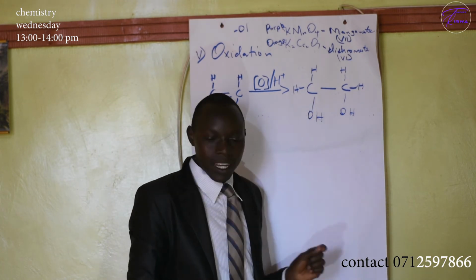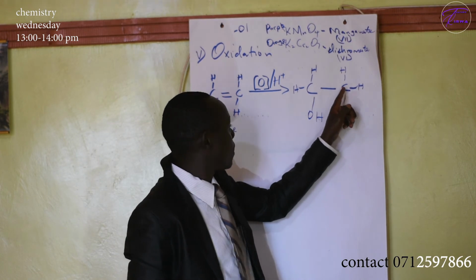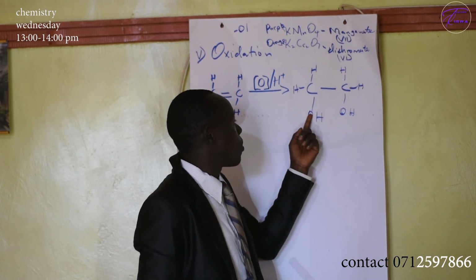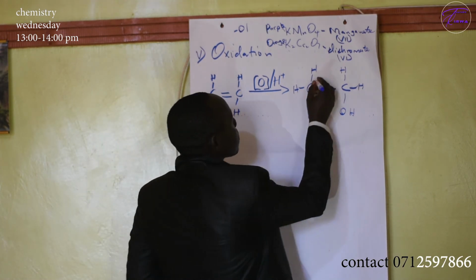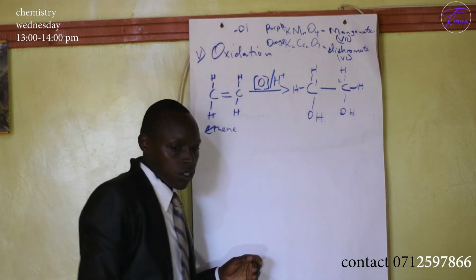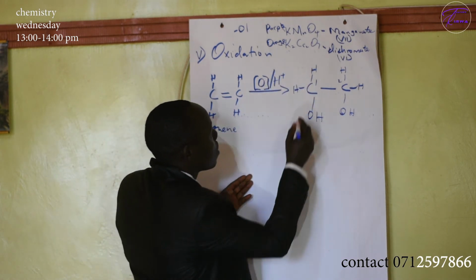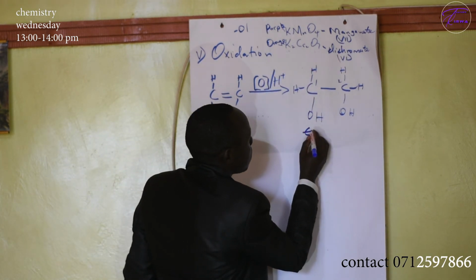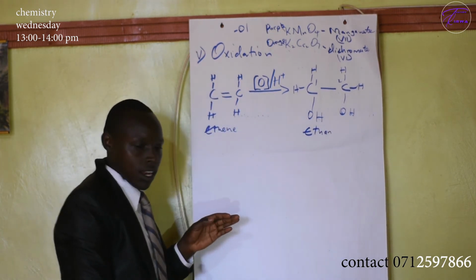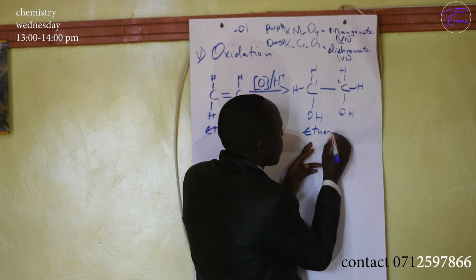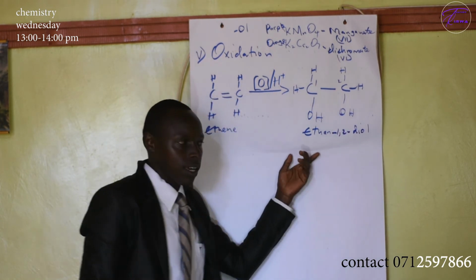So when we are naming, the parent is ethene. Now because it has functional groups, you have two functional groups, on carbon number 1 and carbon number 2. So you have two functional groups at two different positions. It is supposed to be ethanol, but we now call it ethane-1,2-diol.